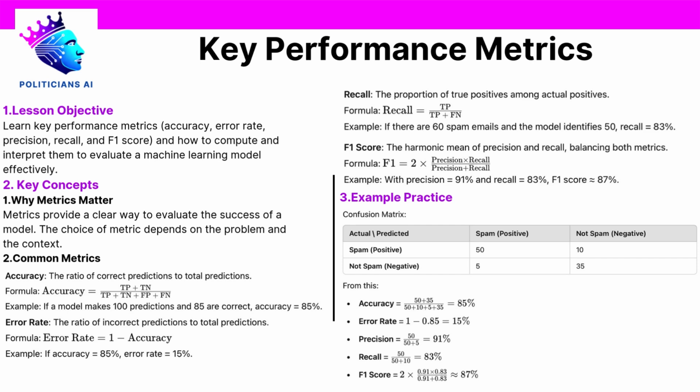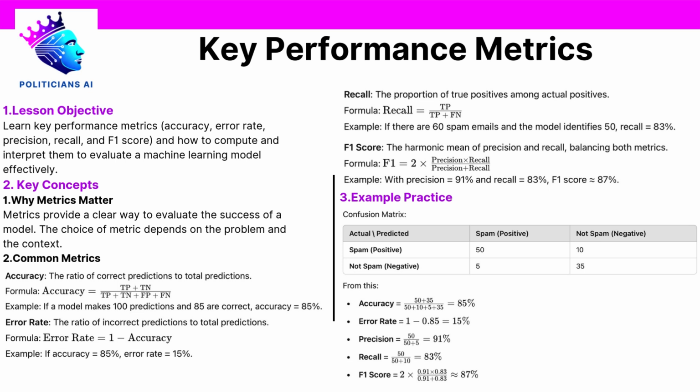Next, let's calculate precision, which focuses on how many of the emails predicted as spam were actually spam. In this case, the model predicted 50 spam emails correctly and made 5 incorrect predictions, where it said non-spam emails were spam. So, the total number of predicted spam emails is 50 plus 5, which equals 55. Precision is the number of true positives divided by the total predicted positives, so it's 50 divided by 55. That gives us approximately 91%. This high precision means the model is very good at avoiding false alarms when it predicts spam.